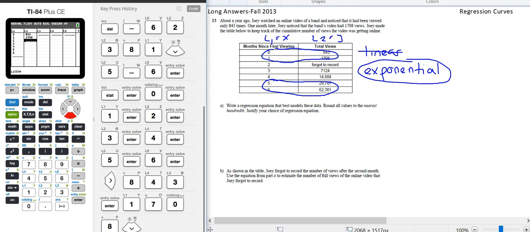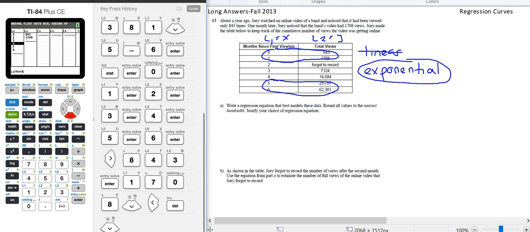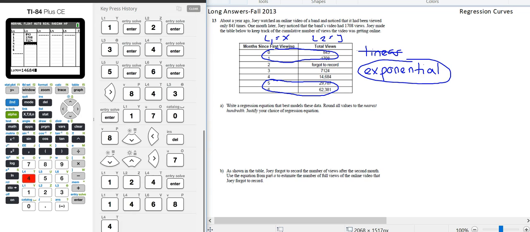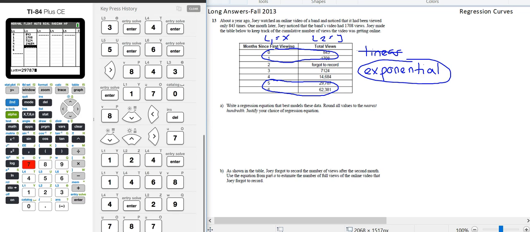Since we can't just leave a line blank, we're going to have to take out that x value and we won't be able to use it. So now we skip right from 1 to 3. And by 3, we have 7124. By 4, we have 14684. By 5, we have 29787. And by 6, we have 62381.